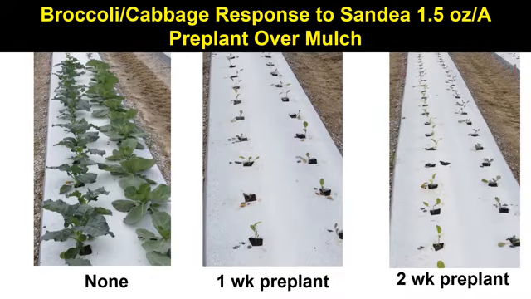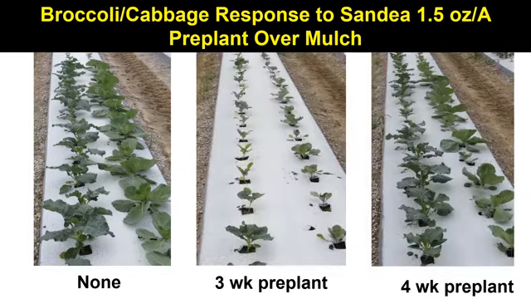So what does that mean? That means if you were to go out and apply Sandea over top of the mulch and then come back with a sensitive crop, for example, broccoli or cabbage or collards, this is the type of response that we would have. On your left is where no Sandea was applied. On your right, we applied Sandea 1 or 2 weeks ahead of planting, and the potential damage there is significant. What if you go out to 3 and 4 weeks? By 3 weeks, we had over 11 inches of rain, yet we still had significant damage.